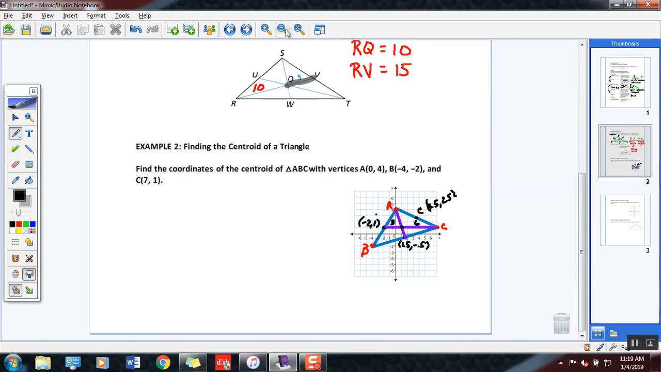Hey, what do we got? One more page left, is that right? So we have this idea of centroids. They're found with the medians, vertex to midpoint of opposite side, okay? There's a 2/3 ratio that goes on in there. You need to understand that.